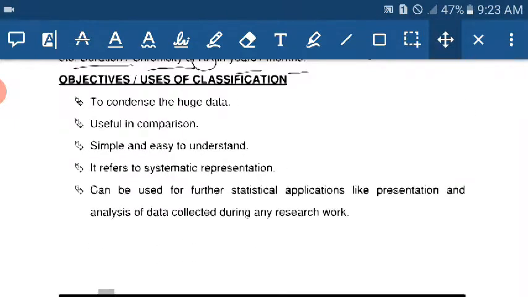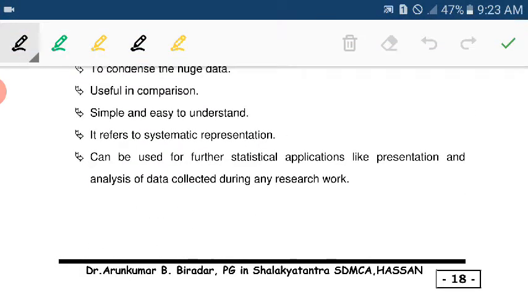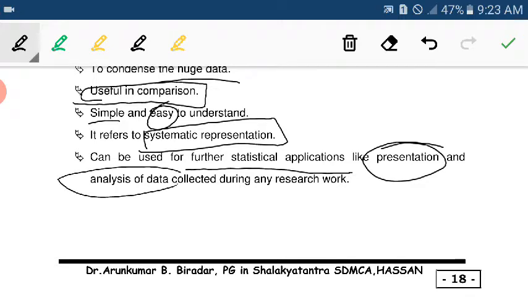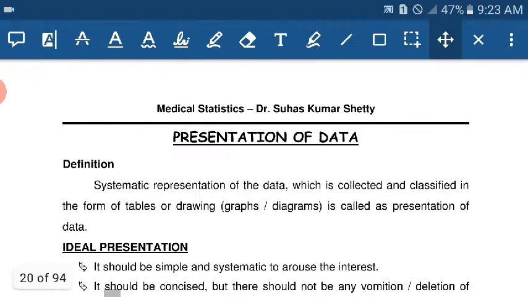Then objective or the uses of classification: to condense the huge data, useful in comparison, simple and easy to understand. It refers to systematic representation, can be used for further statistical application like presentation and the analysis of data collected during any research work.